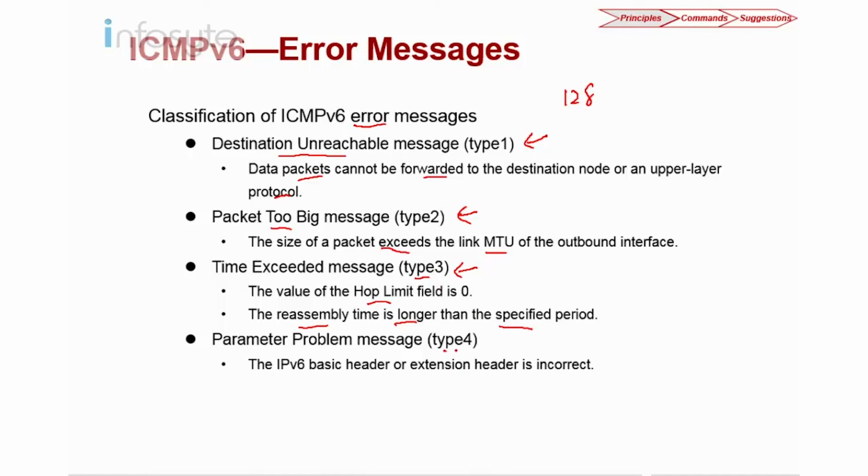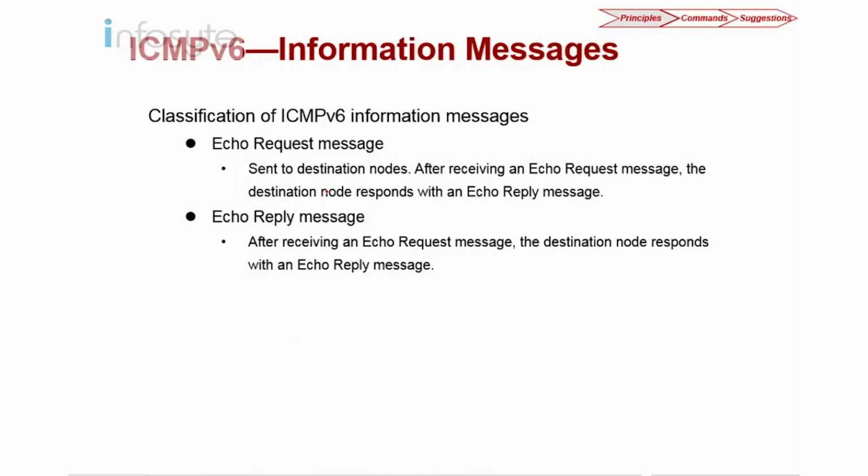Now, another error message will be type 4, where you have a parameter error, such as your extension header is incorrect. So these are some of the common error messages. Now, assuming that you just do a ping ICMP request and reply, this is where you have a type of 128 and a type of 129. So this is a normal message. When you send a request, you are sending it to a destination. And after receiving an echo, the destination node will respond with a reply. So this is a reply.